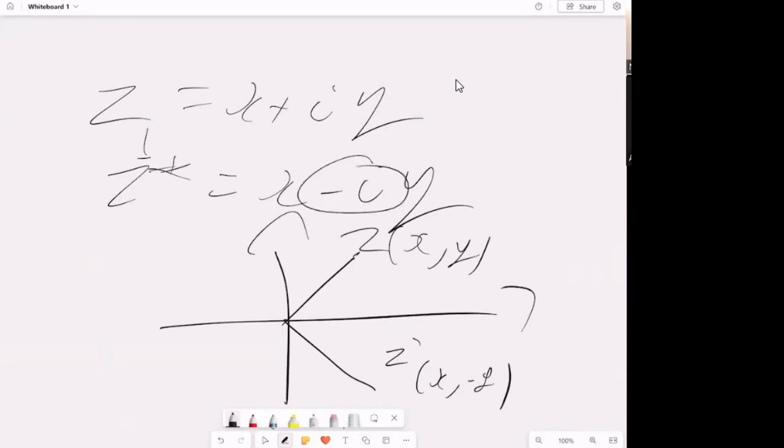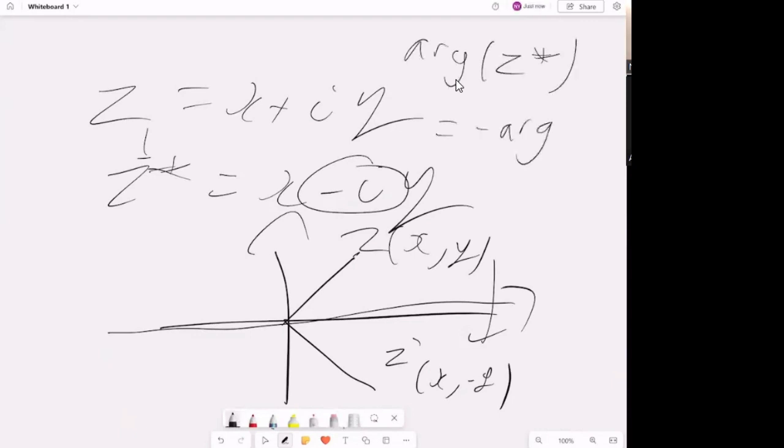So z conjugate is the reflection of z about the real axis, you can see here. That's how I like to see it intuitively. It's like a reflection like that. We're just flipping the y to become a negative y. So the argument of z conjugate is actually just the negative argument of z.